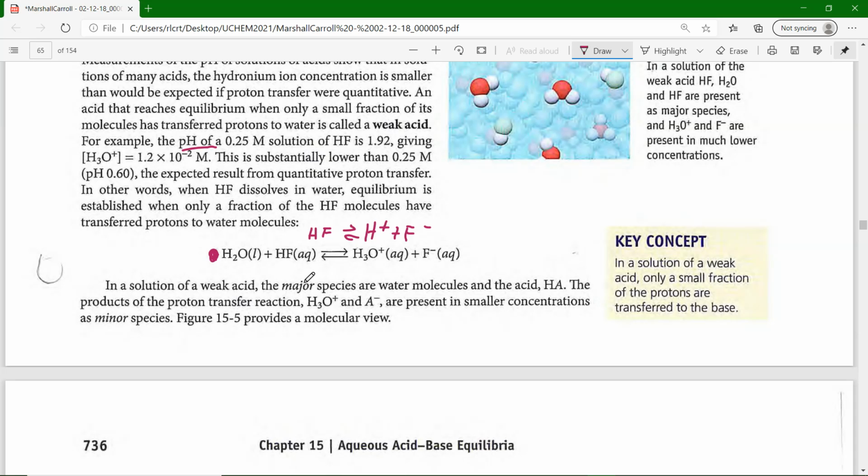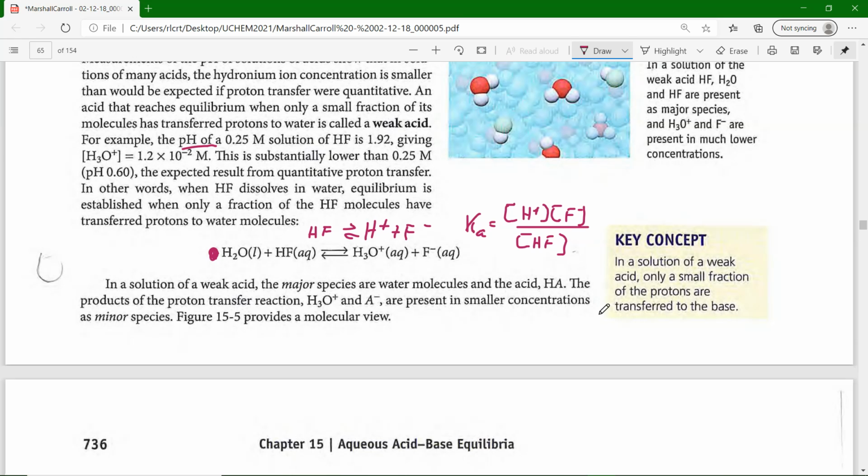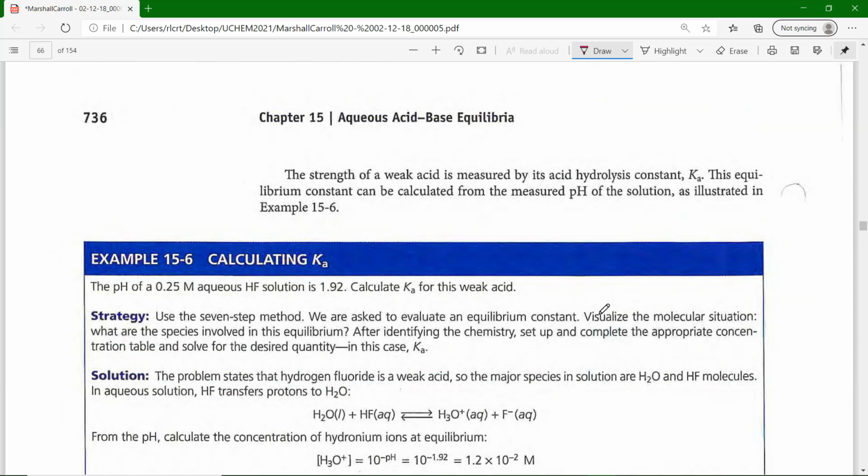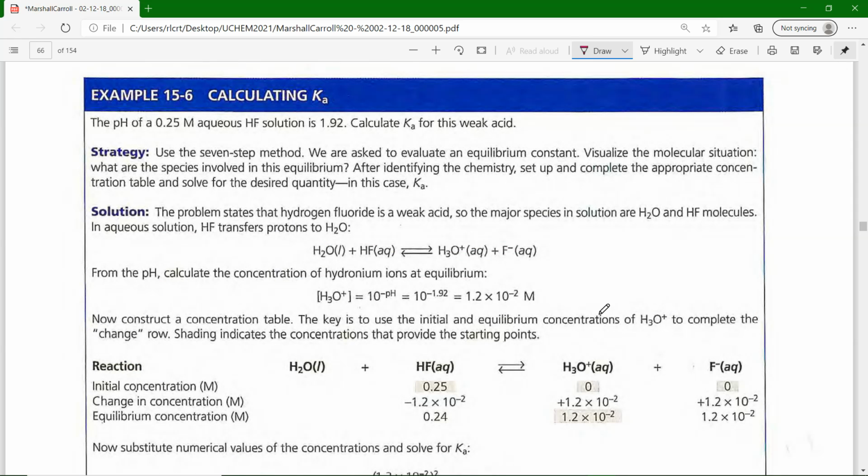So my Ka, my acid ionization constant, or dissociation constant, is H+ times F- over HF. So theoretically, the key concept is that in a solution of a weak acid, only a small fraction of the protons are transferred to the base. Okay, so let's go on and do some examples here.